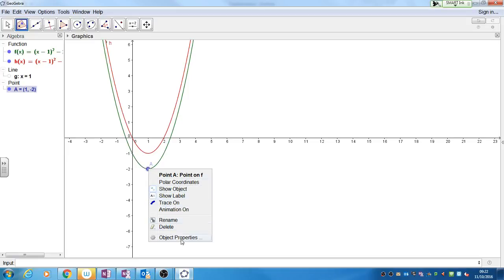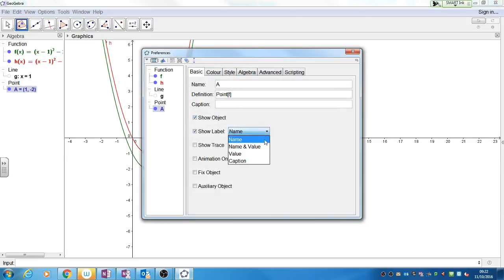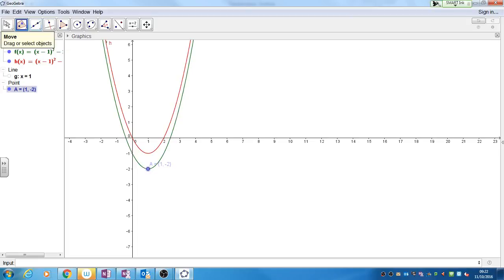show label, let me see if I can get the label up and running. Yeah, name and value, that should be good. Okay, and now I have it. I've got 1, minus 2. Now this gets shifted directly upwards. So this now goes to this point here, 1, minus 1.